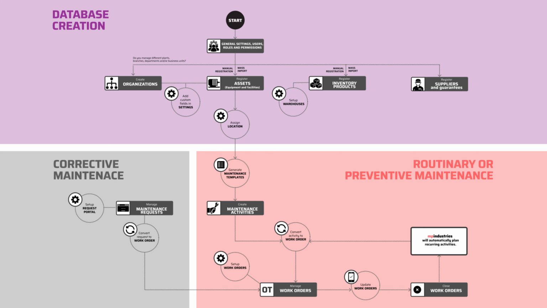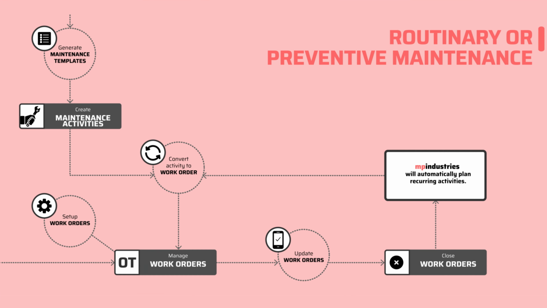Building on this groundwork, our current video delves into the intricacies of our preventive or routine maintenance procedures within the application, leveraging the data and structures we've already put in place. To achieve this, we'll start by generating maintenance templates. Next, we'll create maintenance activities, and then move on to the complete work order module, which will serve as the core of our day-to-day operations.